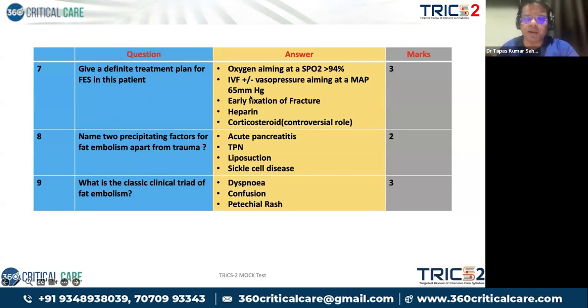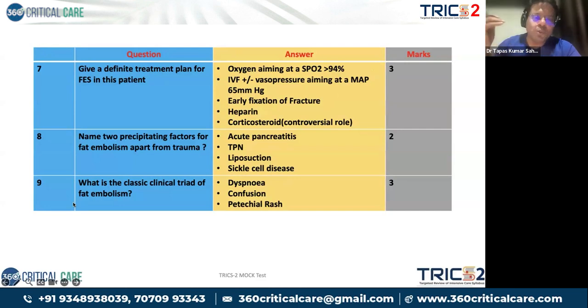So definitive treatment plan, the first one would be oxygen aiming at a SpO2 of more than 94%. Your blood pressure has to be targeted at a MAP of more than or equal to 65, so IV fluid plus or minus vasopressor. Early fixation of fracture. This is the definitive treatment plan. And then heparin, as it is fat embolism syndrome, so definitely you have to think about low molecular weight heparin or unfractionated heparin. And corticosteroids have a controversial role. So if somebody is asking about the definitive treatment plan, you may skip this answer. And if you are answering all these things, you will get a full 3 marks.